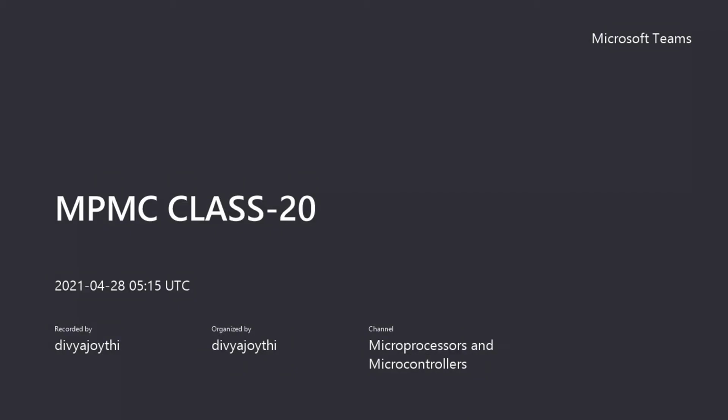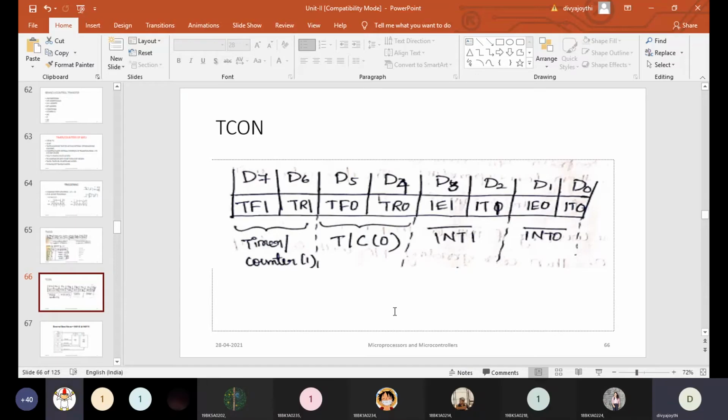Register, which is going to control the operation of timer or counter 0 or 1, is nothing but the TCON register, where TCON stands for timer controlling register. Here also, if you observe, it is of 8 bits only. Both TMOD and TCON are 8-bit registers.